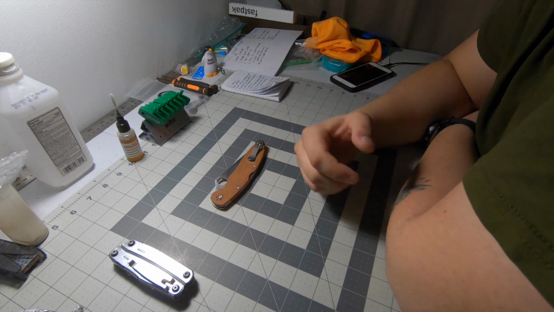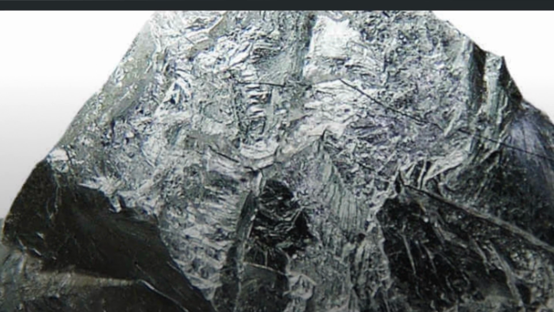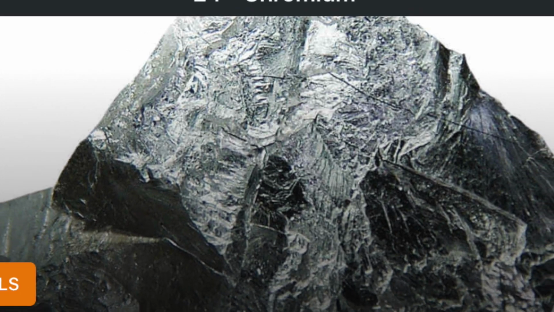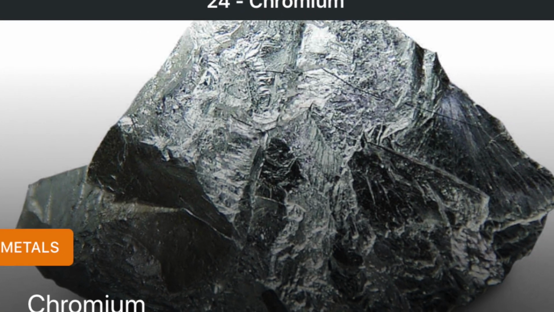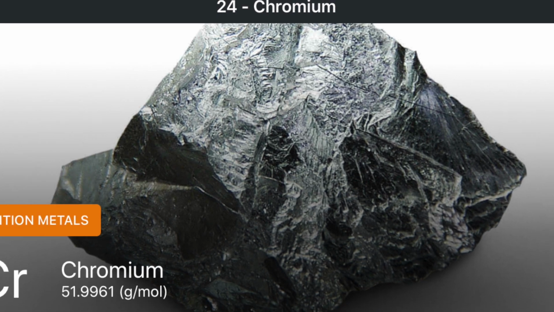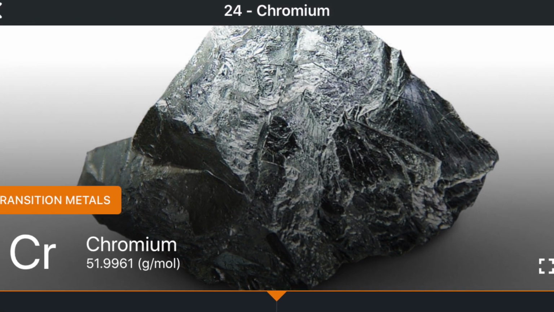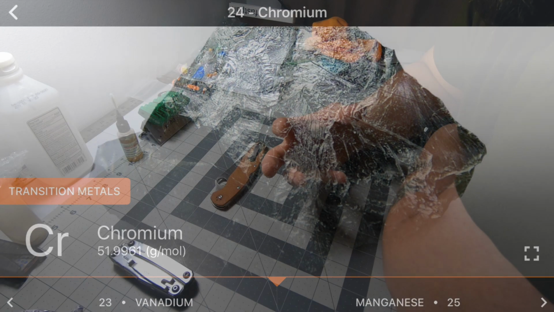Most important. Next we have chromium. So chromium, what that does is it also increases the strength, hardness, and hardenability. But it also helps with corrosion resistance in a way that it creates a chromium oxide sort of layer.